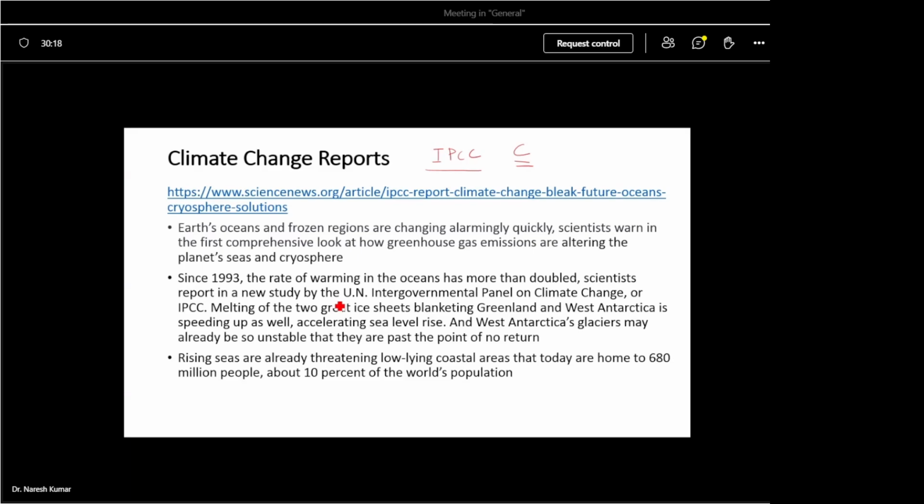And most of this melting that has happened has gone to a stage where we may not be able to recover it. Now, rising seas, as I already told you, are threatening low-lying coastal zones, which is close to 680 million people. That is about 10% of the world's population. With water, at least we are able to deal with it. We can make water from ocean water. We can make even water that is available in the atmosphere. But what about land?